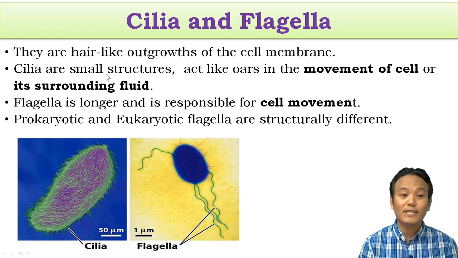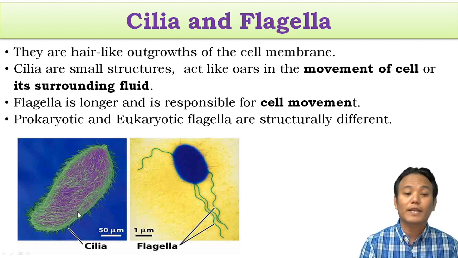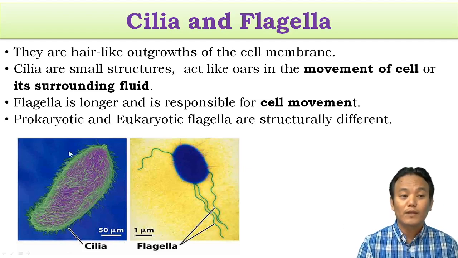Cilia are small structures that act like oars in the movement of the cell or its surrounding fluid. I have shown you a eukaryotic organism over here, it has got cilia all over it, and that ciliary movement helps in the movement of the organism itself. It acts like an oar.